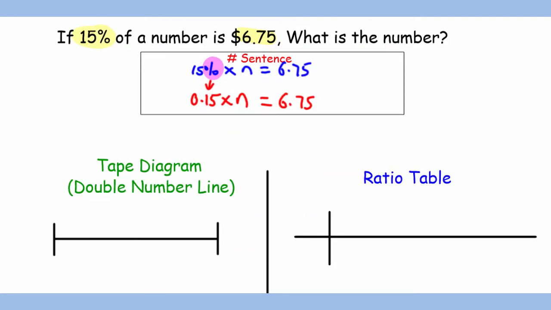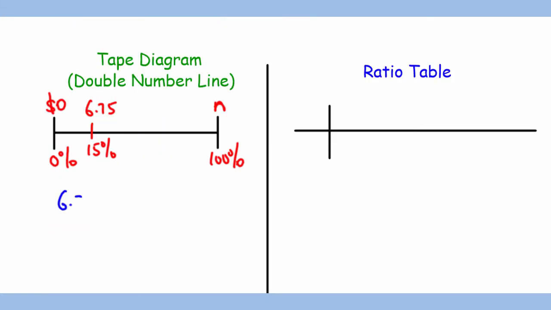To solve this question using a tape diagram, you should notice that at the very beginning is 0% and at the end is 100% because that's the end of the number line. And 0% is $0, meaning nothing. 100% is the number that we're looking for. So we know that 15% is $6.75. This is a proportional relationship, meaning that $6.75 to 15% should equal N over 100%.